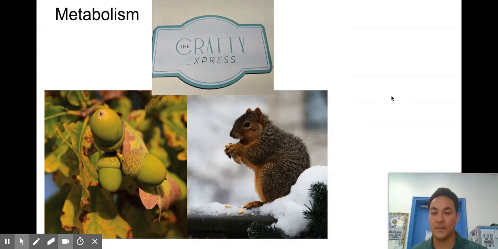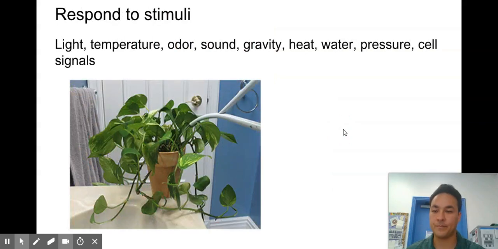All right, metabolism. Here we go. The crafty express, crafty kitchen, right? We all need to take food, we oxidize it, we break it down into energy. And so it's all about getting energy, and then there's a cycle of life with photosynthesis and plants, which are taking sunlight and carbon dioxide and water to make foods that the rest of us can eat.